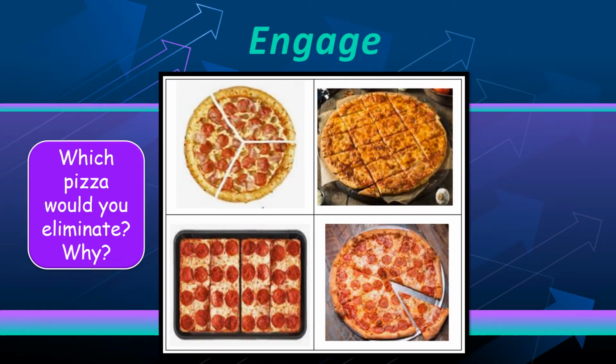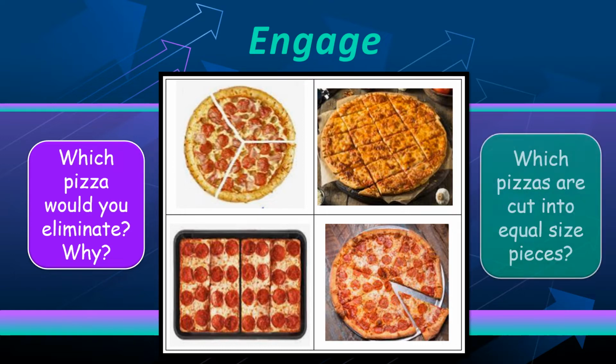Here's an eliminate-it for a possible engage for your students. You can ask, which pizza would you eliminate and why? Potential answers are students will want to eliminate the rectangular pizza, possibly the pizza that has a slice taken out of it, and you want to make sure that students have an opportunity to discuss why they would eliminate different things. Hopefully you have some students that would like to eliminate the top right pizza because the pieces are not cut into equal sizes. And you can follow up with a question like, which pizzas are cut into equal size pieces, just in case the conversations don't go in that direction.